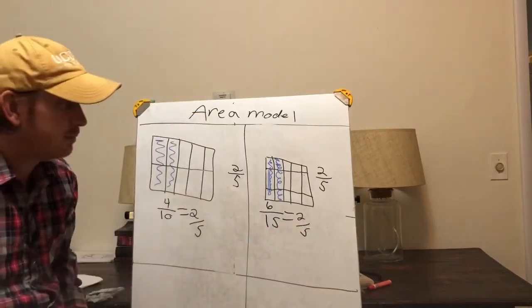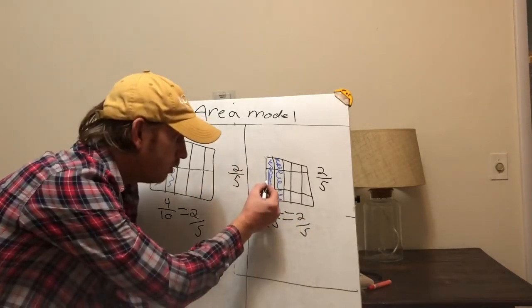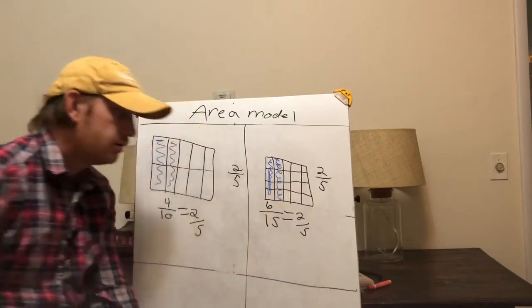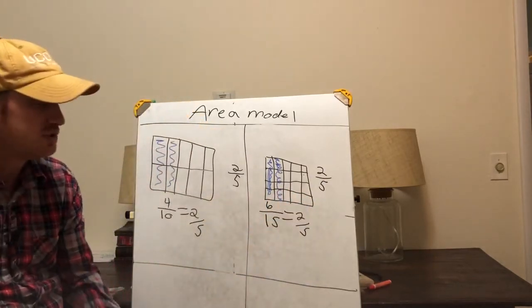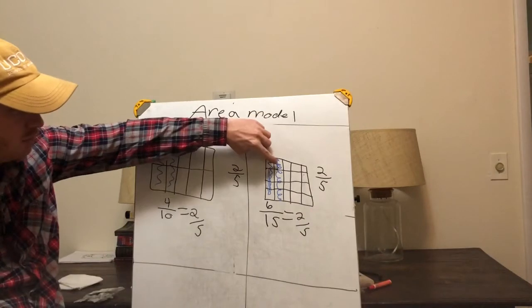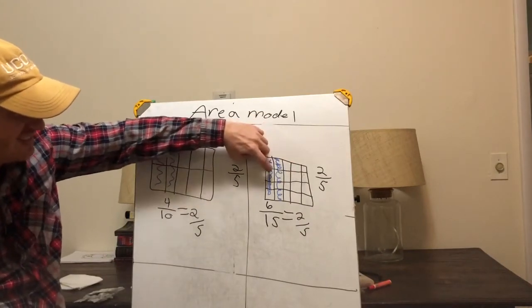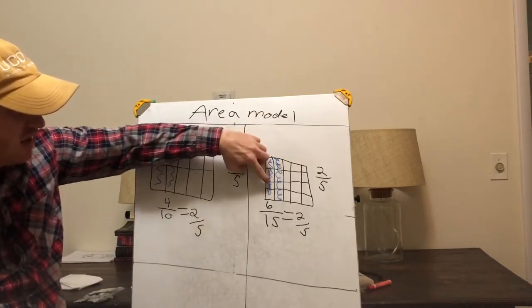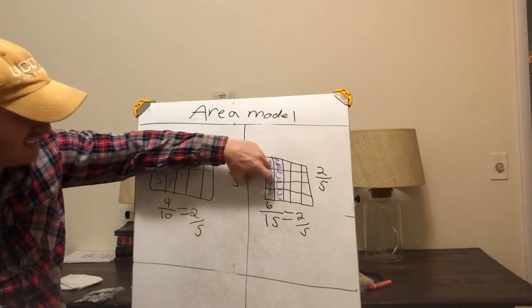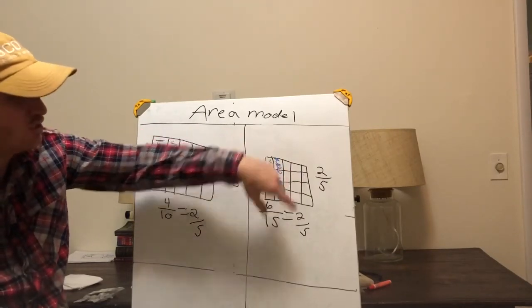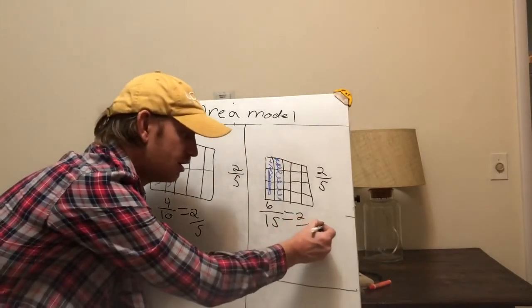But I'm going to go one step further. I'm going to put one more through. So now I have 1, 2, 3, 4, 5, 6, 7, 8, 9, 10, 11, 12, 13, 14, 15, 16, 17, 18, 19, 20 is my denominator.